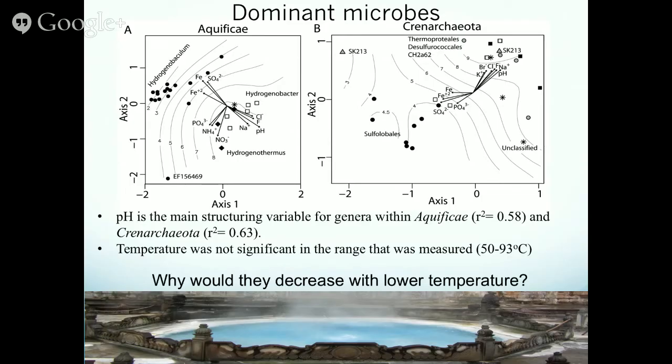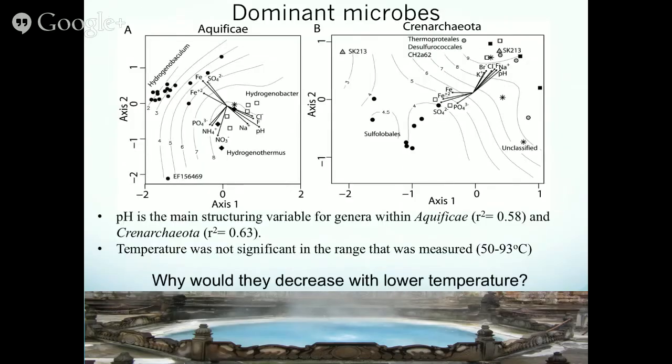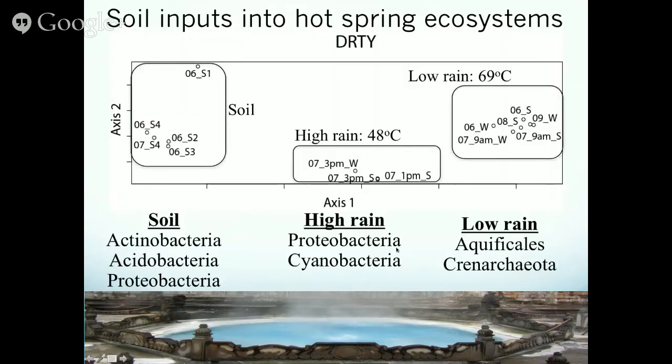And so if the pH wasn't really changing, why would these two particular ones decrease with lower temperature in this particular high rain event? Well, we should keep in mind that this was based off of Illumina sequencing and its relative reads. So these other ones may have increased in relative abundance, but these may not have changed at all.